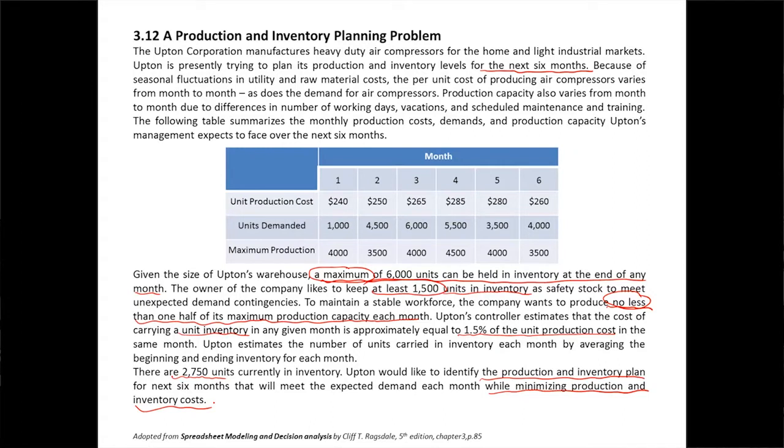So we went through this key information once. Let's think about what the decision is here, or what they want to do. So this is our decision. And the decision contains 2 parts: how many to produce and how many to put in the inventory. And what's the objective? Minimize the production and the inventory cost.